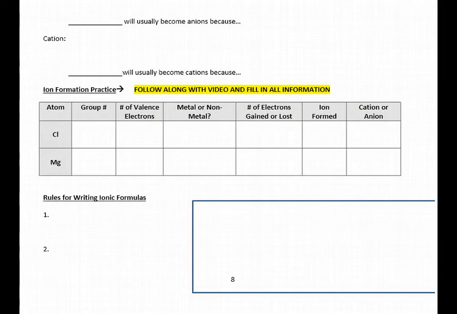All right, so we're going to practice the little section in the middle here about actually forming ions. So I'm going to take the first one, and we're going to figure out what kind of ion chlorine will form. So first you've got to look at the group number. If you look at chlorine, it is in group 17/7A. I always say look at this number or this number to tell you the number of valence electrons. So we know there are 7 valence electrons. Now as far as metal or non-metal, it is on the right side of the table. That means it is a non-metal.